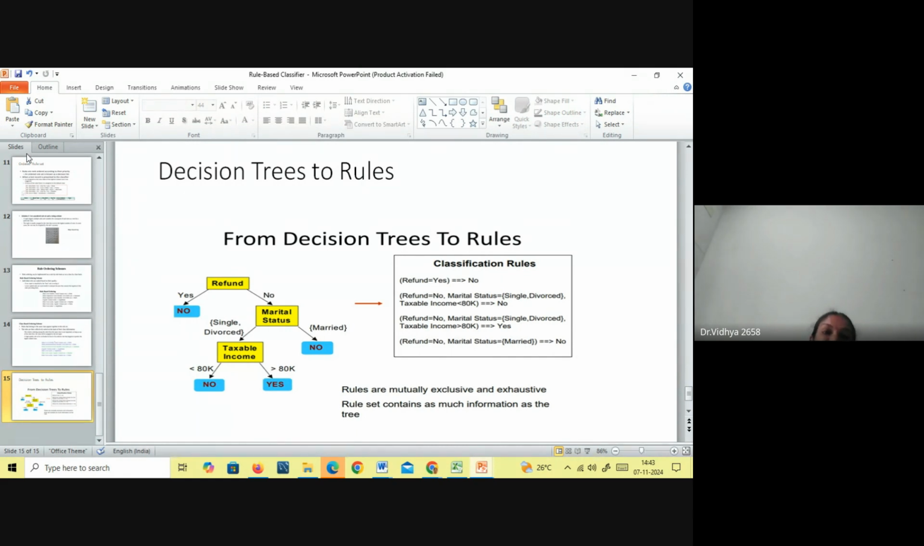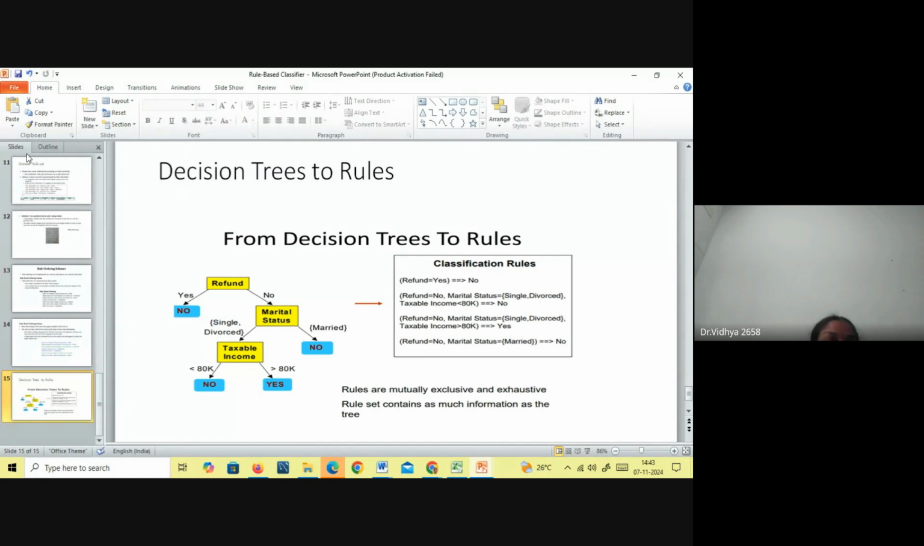So this is decision trees to rules. One is from decision trees to rules, where you apply the normal way of analysis, and another is specifically for the linear as well as the regression models. For refund, if the condition is true, then you go to the class. If the condition is false, then you have to go to marital status. If it is single or married, there may be conditions.